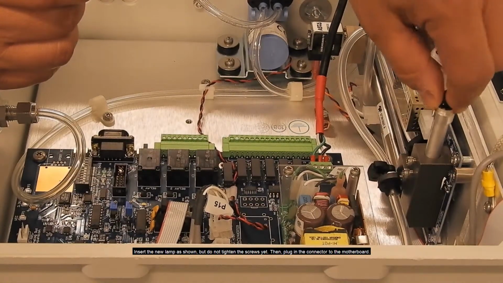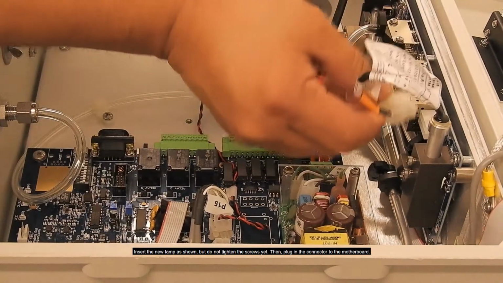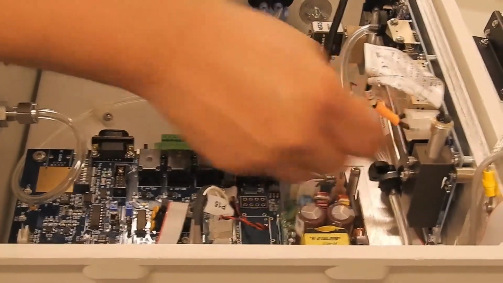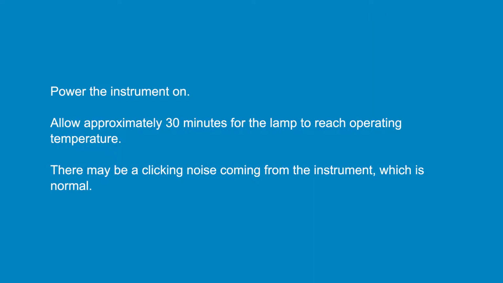Insert the new lamp as shown, but do not tighten the screws yet. Then plug in the connector to the motherboard. Power the instrument on and allow at least 30 minutes for the lamp to reach operating temperature.